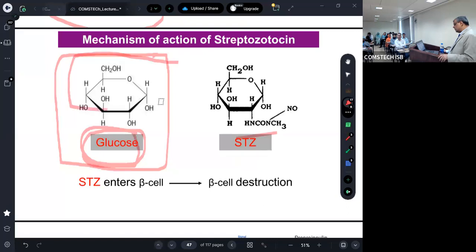It is the same, only at this OH position it changes to some nitrogenous compound here. So we call it structural similarity. Only this position, instead of OH, H is there. This group is substituted. So only this group changing makes a big difference, and that makes diabetes.